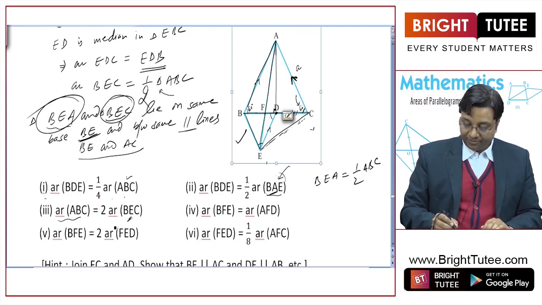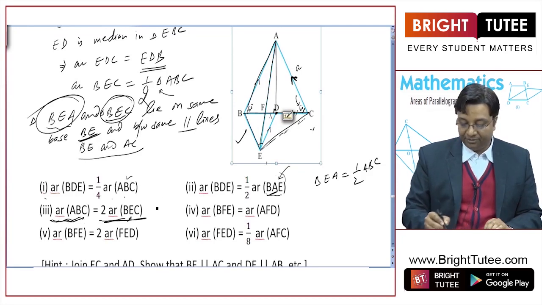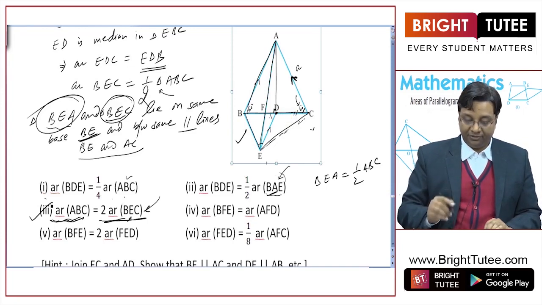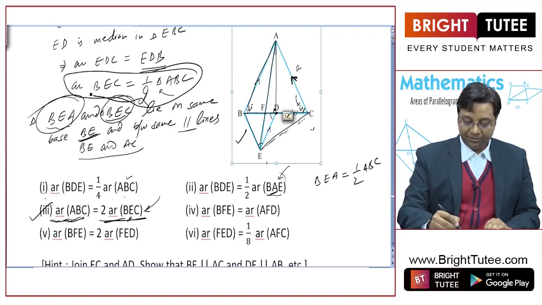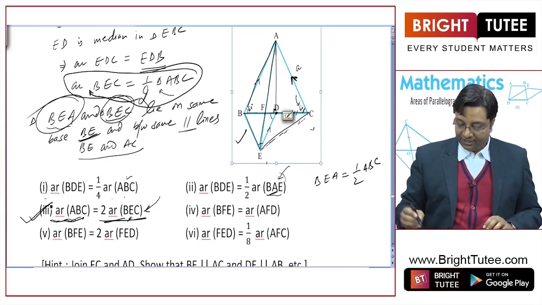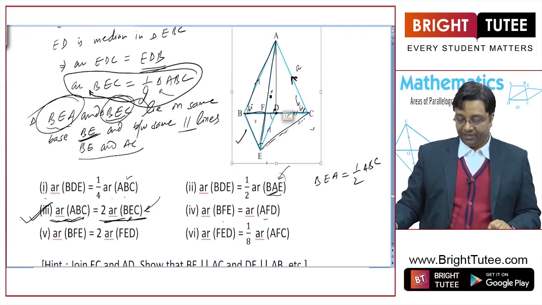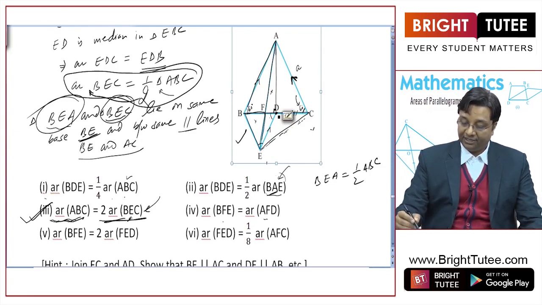So BEC will also be half of ABC, that is ABC will be double of BEC. There is nothing new in this part. Okay, this is what we have already proved, or you can see directly here in this relation. If you multiply this 2 here, you will get this relation. Now look at this, BFE and AFD. BFE, that is this triangle, and AFD, that is this triangle. So area of BFE and AFD, these are equal.